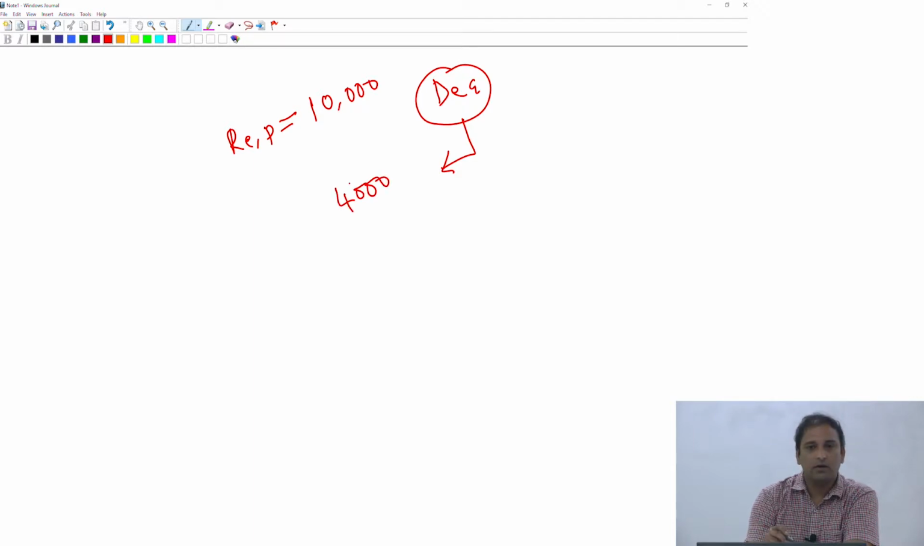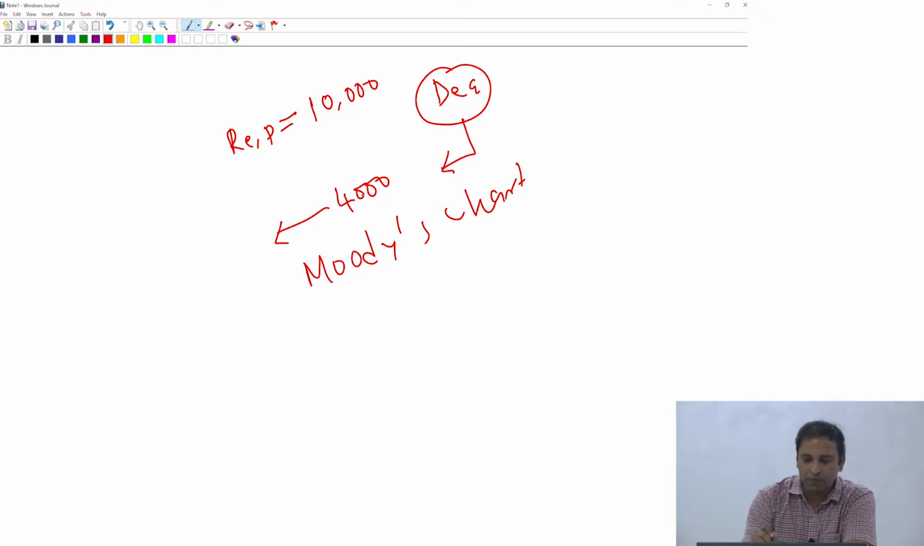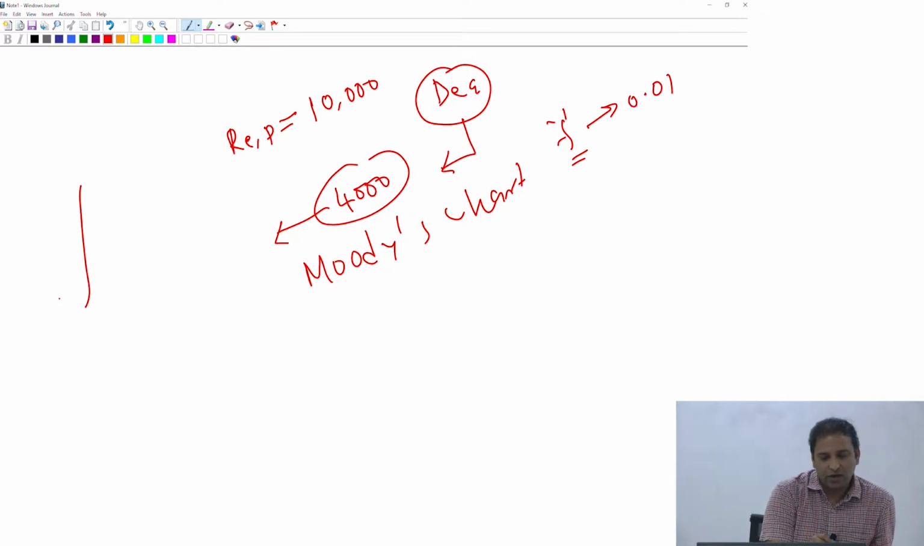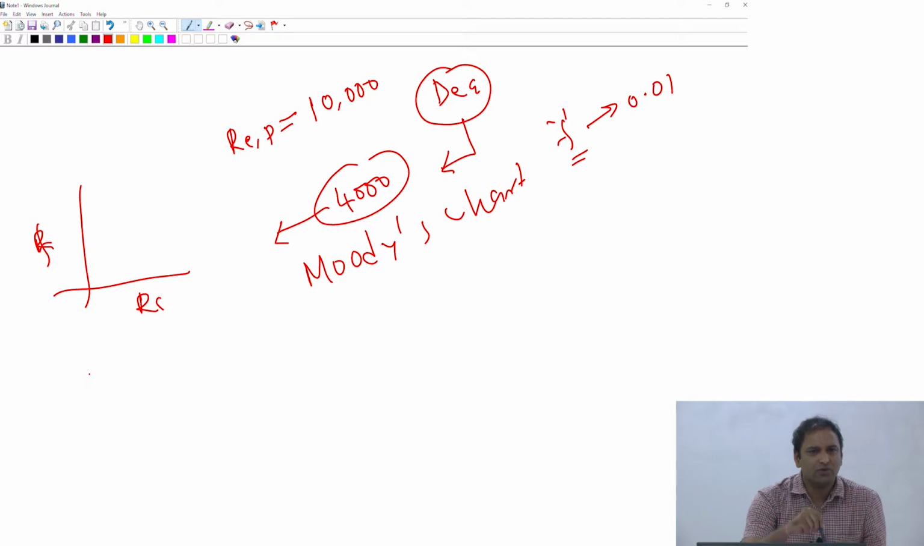Now from this you can go back to what is called a Moody's chart, M-O-O-D-Y. Corresponding to a Reynolds number of 4,000, you can look up what your friction factor is, and that friction factor comes up to be something like about 0.01. All of you know Moody's chart; it's basically your friction factor versus Reynolds number plot. I think you're going to have an assignment where you're supposed to write something about this, if I'm not wrong.